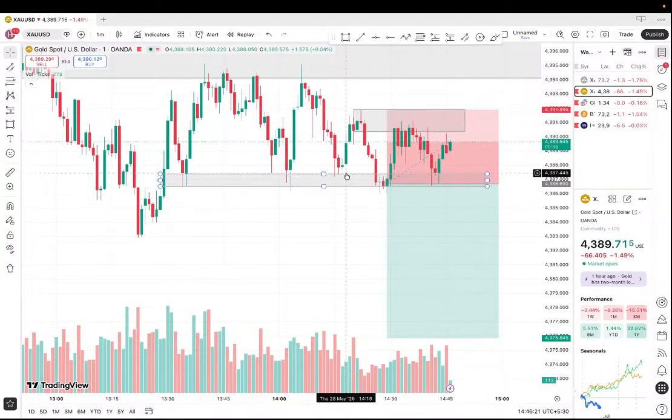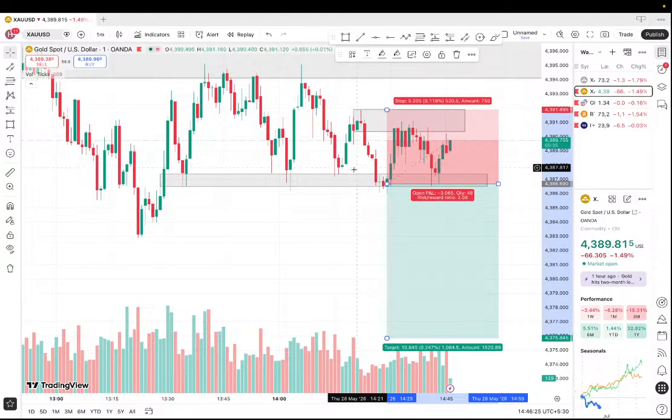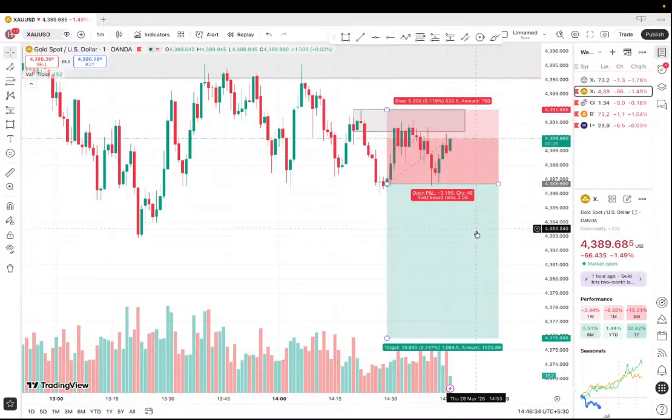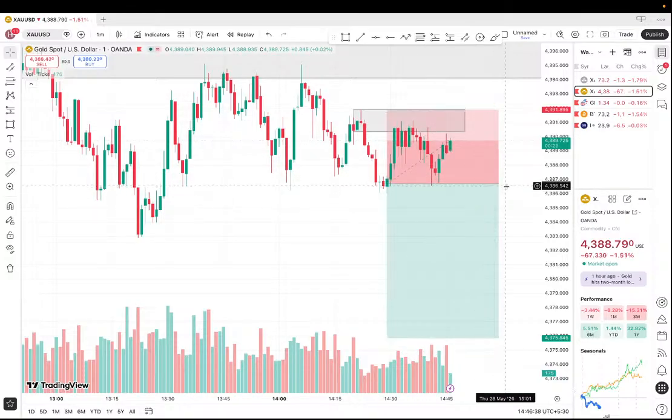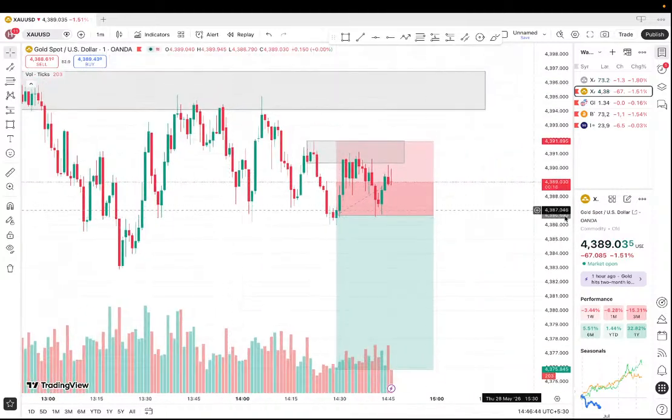So next time, if price is coming to this zone, just take a sell side entry without a single hesitation. You'll make some money. You can target 1:1 or 1:2. Whenever price comes to this zone, 386, 385, you can consider this zone.